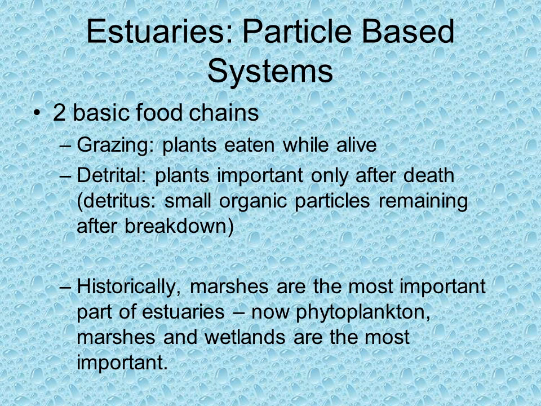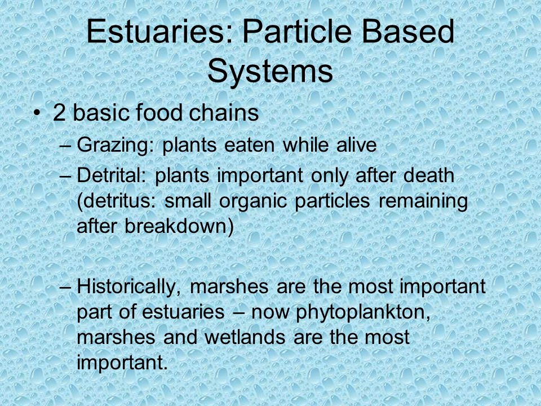So in estuaries, because these are particle-based systems, you have two basic food chains. This makes a great question: compare and contrast the two basic food chains in an estuary. They're either grazing, where plants are eaten while they're alive, or they're detrital, where plants are important only after death. So once the plants start to break down, smaller organic particles remain and are used by other organisms.